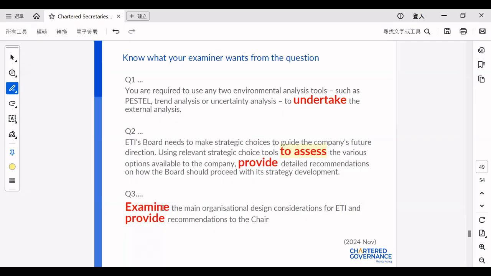When you are asked to examine, that means you have to dig a little bit deeper into the complexity. You don't look at the surface of this. You may need to identify the key themes and how they're interrelated, and you use different frameworks like the McKinsey 7S or whatever, to provide implementations.